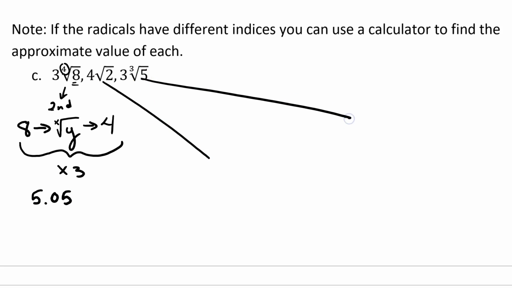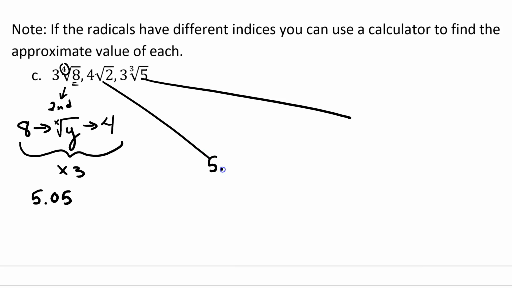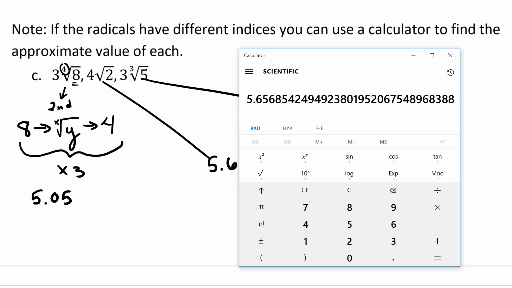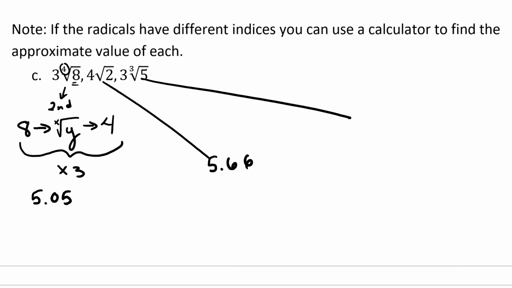Now let's find out what the other ones are. So if I wanted to, I'm going to hit the shift button again, so that's normal. If I wanted to find the square root of 2, so 2 square root times 4 equals 5.66. And then the last one, I'm going to say, okay, the radicand of 5, and we want to find the third root of it. Get that, and I need to multiply it by the coefficient of 3 times 3. So it's 5.13.